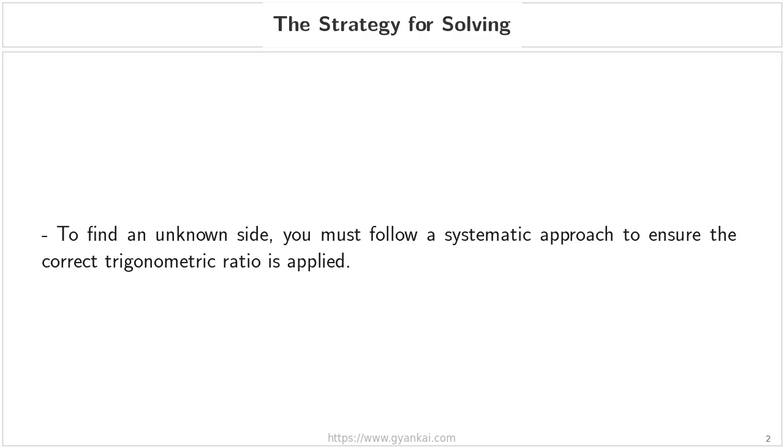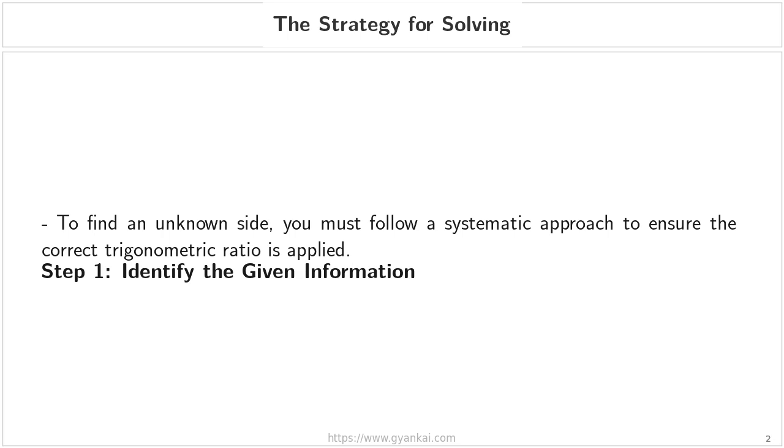The strategy for solving. Now that we've recalled those important trigonometric values from our previous lesson, let's talk about how we actually use them. To find an unknown side, you shouldn't just guess which formula to use. Instead, you must follow a systematic approach to ensure you are applying the correct trigonometric ratio every single time. Our first step in this process is to identify the given information.